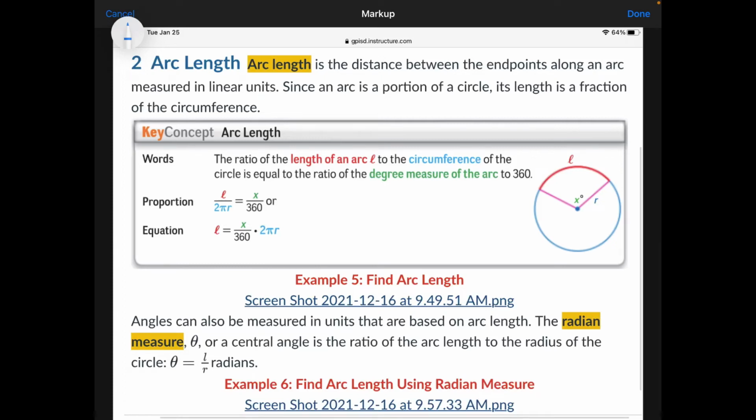Guys, welcome back to another fun math video. Today we're going to talk about finding the length of part of the circumference of a circle.